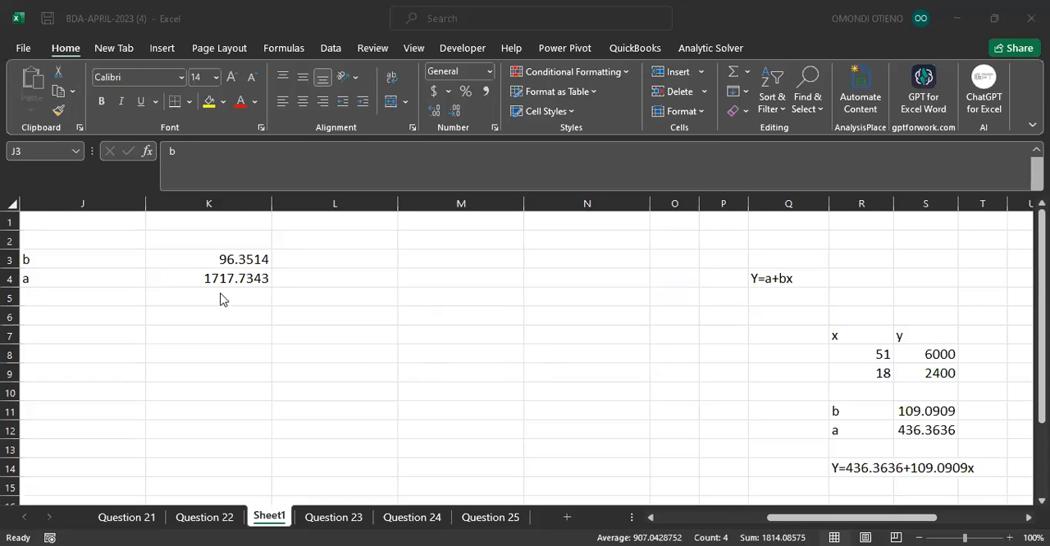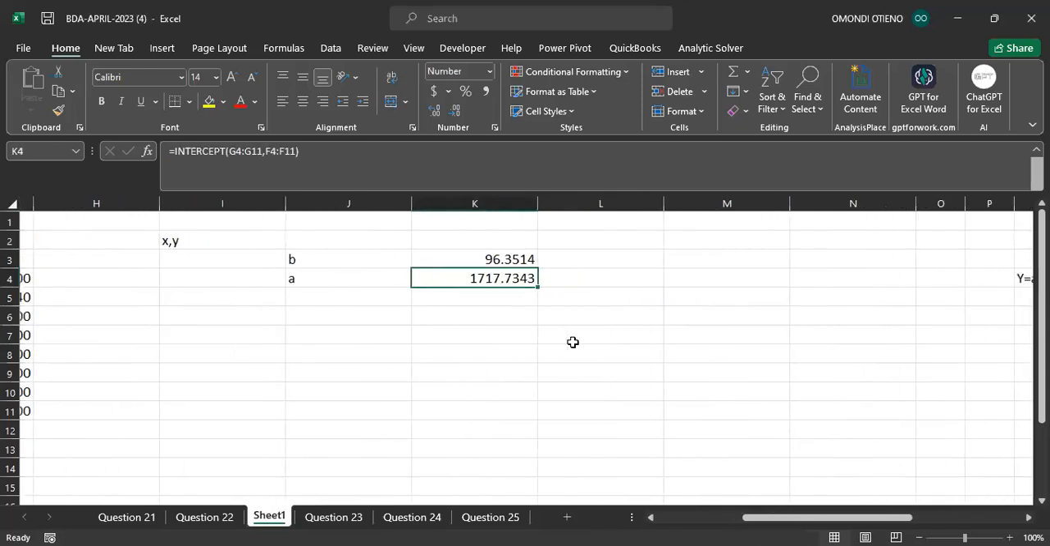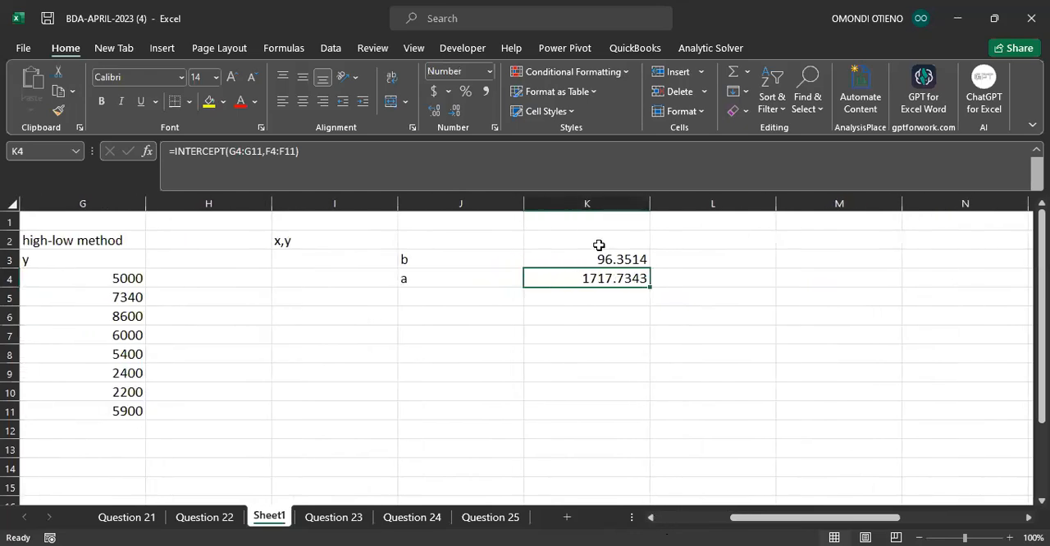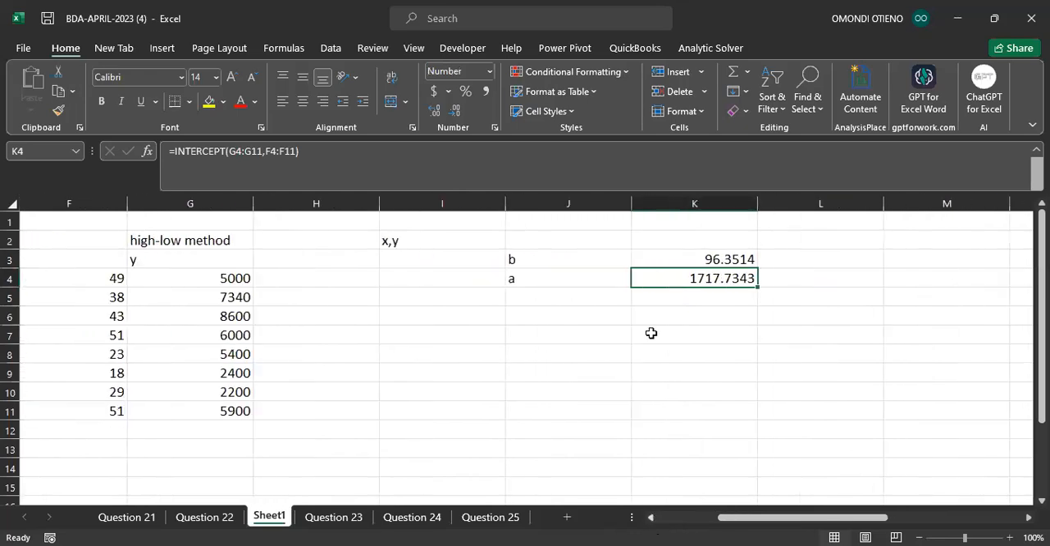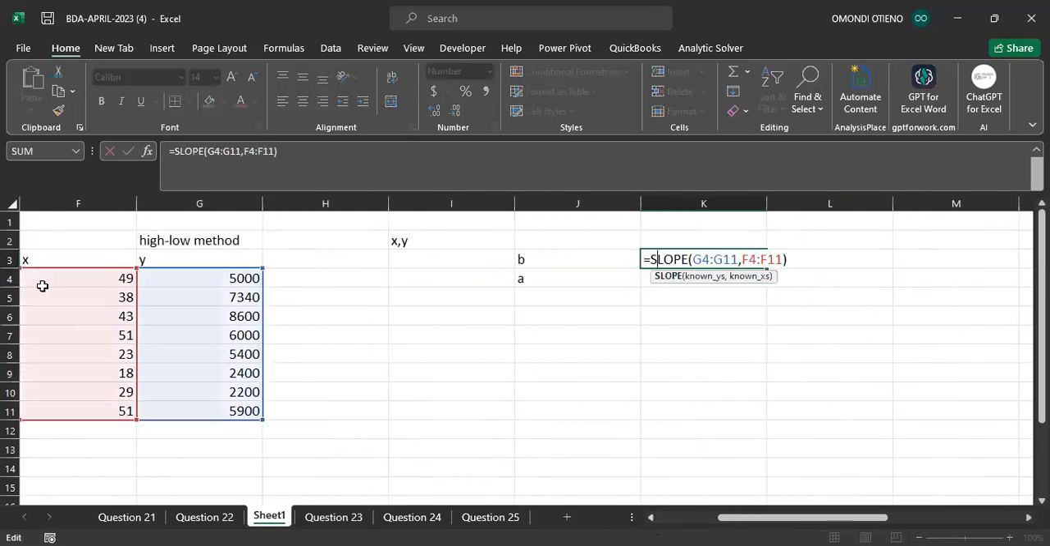Remember, people forget something small here, let me show you. Look at what I'm having here. If I try to edit this formula, it is using all the numbers. We are using all of them, but we only need two: the highest values and the lowest values.